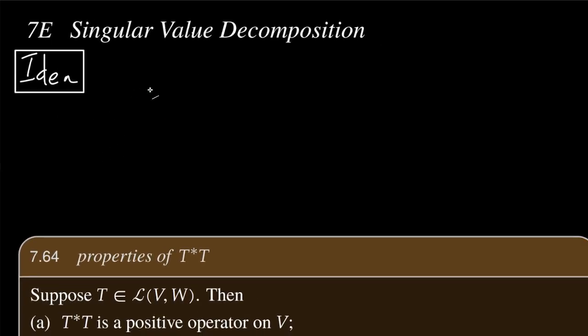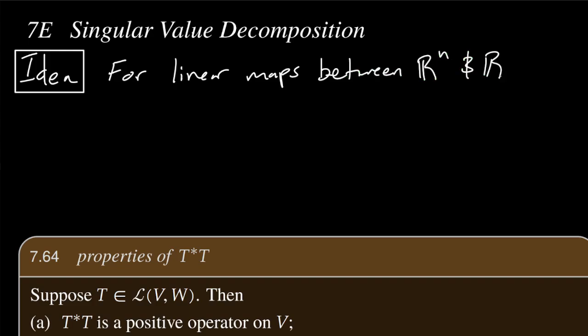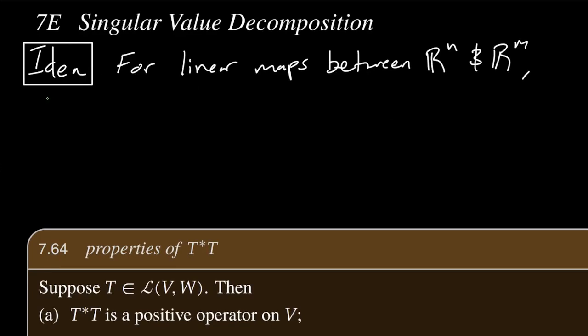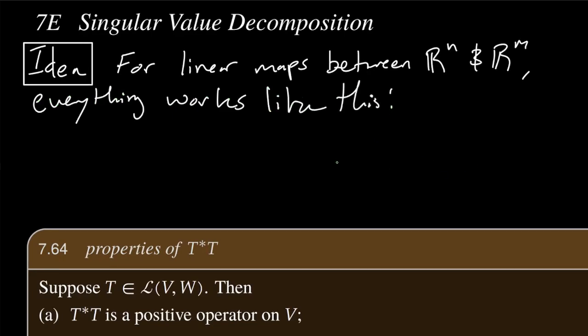Okay, so here's the picture. For linear maps between Rn and Rm, everything works like this. Here's how it works. So I'll draw the picture. I'm going to draw it like it's from R2 to R2 because it's hard to draw anything else. Here's the gist.